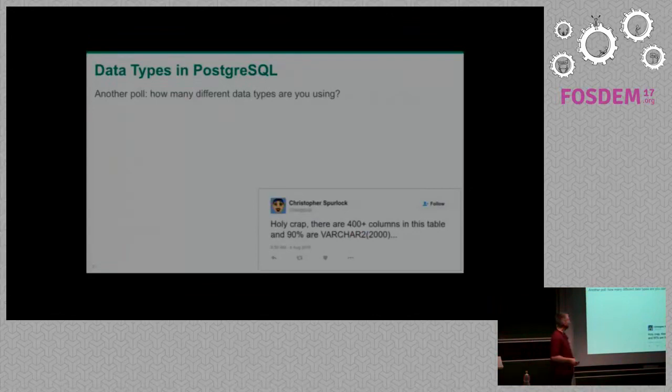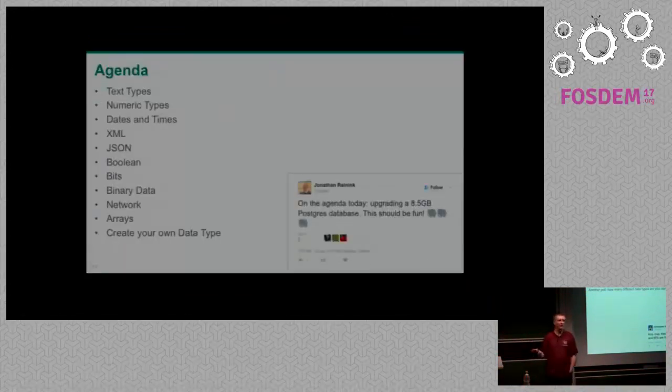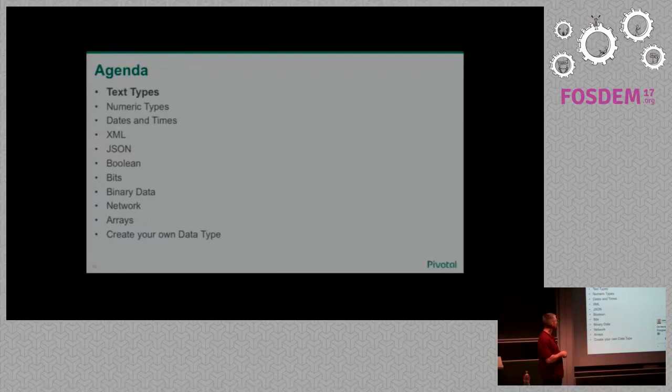Well, we asked this question, how many data types you're using. Most of you are not even using 10. Let's see what we have for you. So we have text types in Postgres, we have numeric types, dates, and so on. We even have some special types handling JSON or Boolean, binary data. And we start with text types.